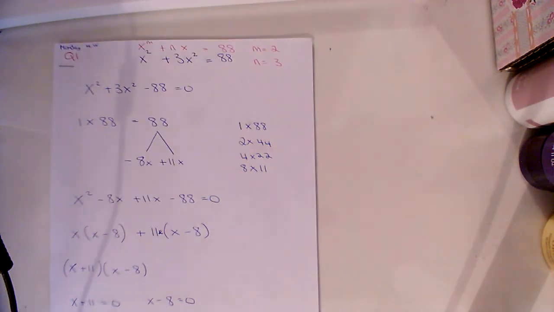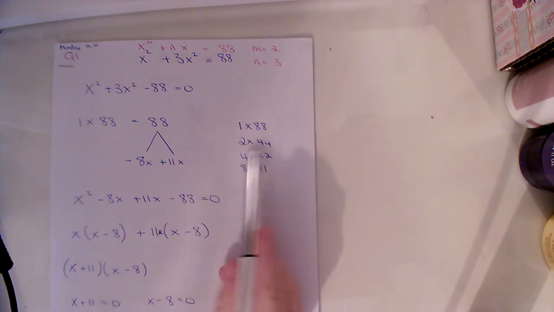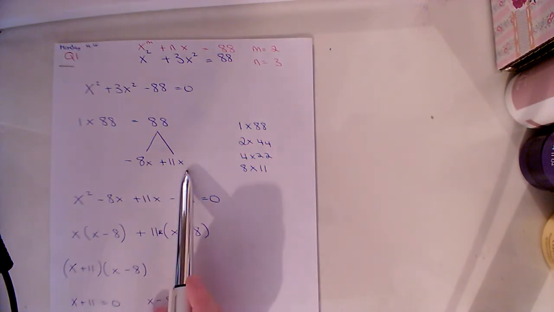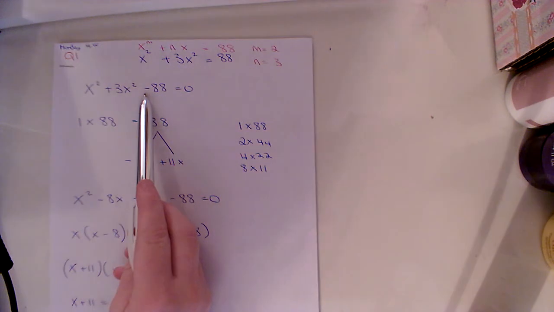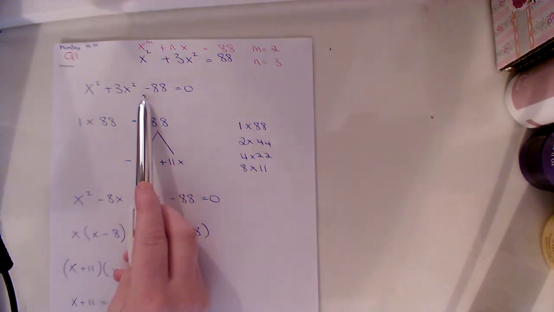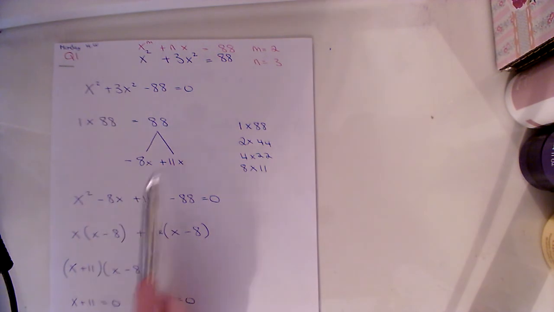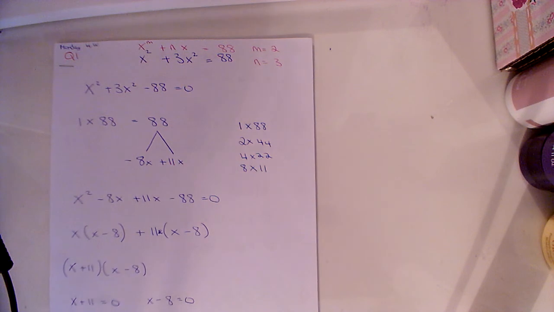That will give me a difference of 3. So I have 1 by 88, 2 by 44, 4 by 22, 8 by 11. Okay, 8 and 11 have a difference of 3. So I write down 8x, 11x. This here is a minus, so minus 88. That tells me that they're going to be unlike signs. One of them is going to be positive and the other one is going to be negative. I want a plus 3x, so the plus goes with the plus 11, minus 8x. So 11 take 8 is 3x.